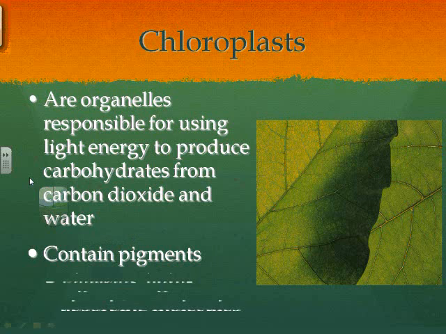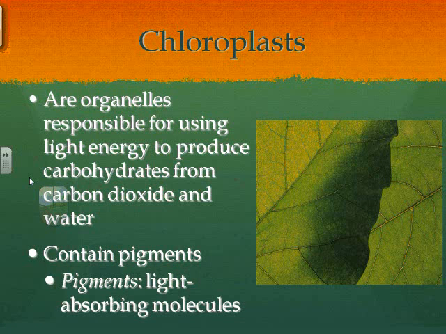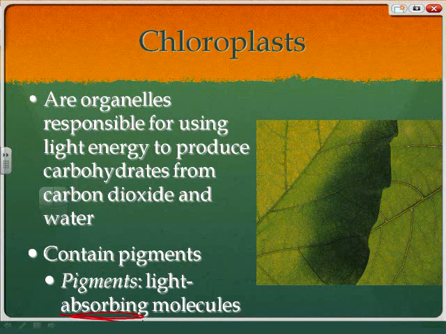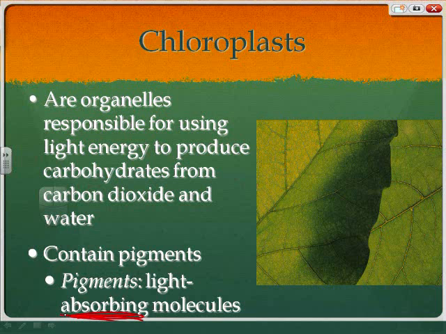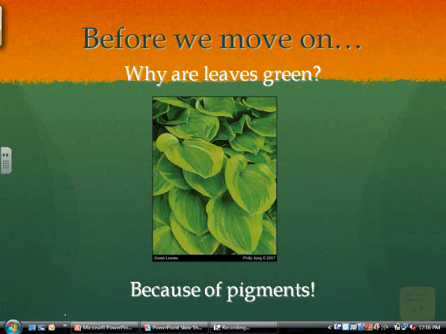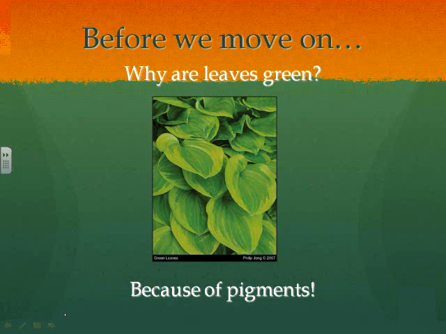Chloroplasts contain a pigment. A pigment is a light-absorbing substance. Absorbing is a very, very important word here. Pigments absorb sunlight. That means that the chloroplast has something in it that's going to absorb the sunlight. It's going to help trap the sunlight for photosynthesis. So, before we move on, we're going to talk about why leaves are green.